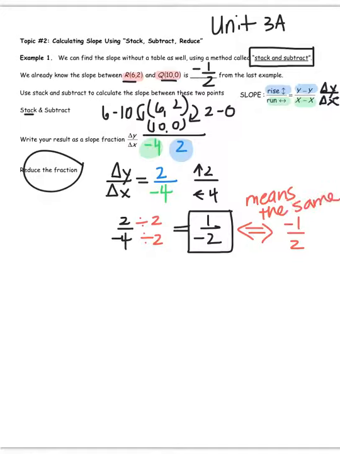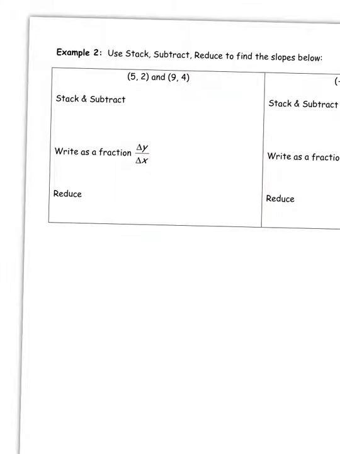And actually, in the original step, when we subtracted our points, I just randomly put (6, 2) on top and subtracted (10, 0). You could have put (10, 0) on top and subtracted (6, 2), and if you did, you would have gotten this answer. So these are the same, it just depends on the order that we subtract. Alright, we're going to do a couple more examples, starting with example 2. Here are my 2 points, (5, 2) and (9, 4).